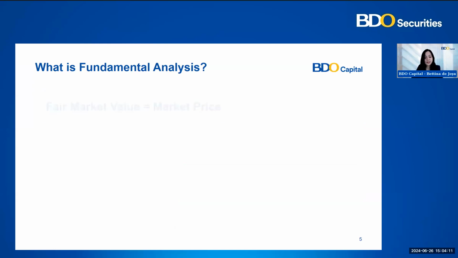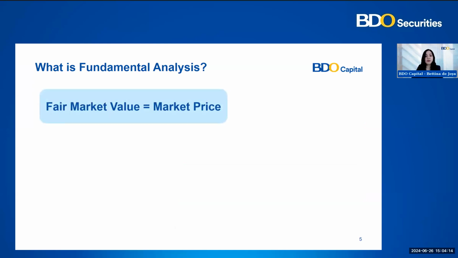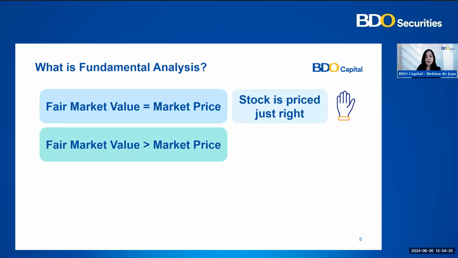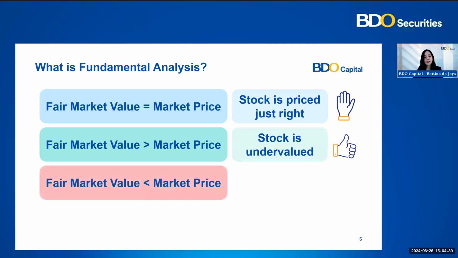So in simpler terms, when the intrinsic or fair market value of a stock is equal to its market price, we can conclude that the stock is priced fairly or just right. When the fair market value is greater than the market price, we can say that the stock is undervalued, and investors may consider this as a signal to buy or increase position. Conversely, when the fair market value is less than the market price, analysts may say that the stock is overvalued and advise investors to consider selling or decreasing their holdings of that stock.